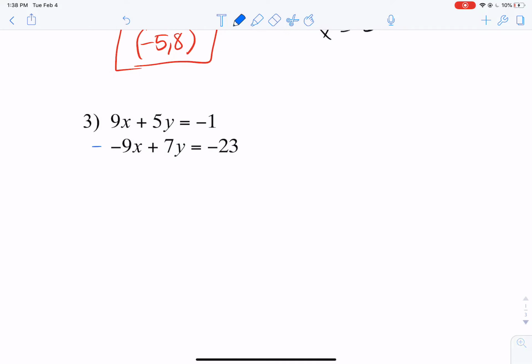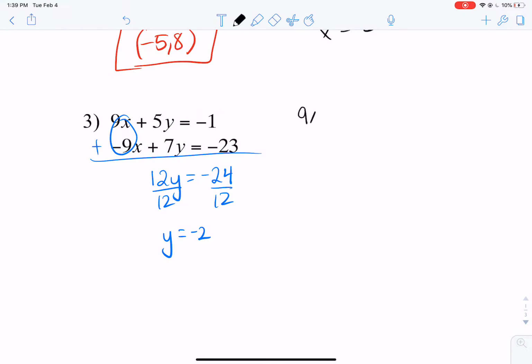For number 3, adding downwards, the x's get eliminated. 5 plus 7, that's equal to 12y. And negative 1 plus negative 23, that's equal to negative 24. You divide by 12, and the value of y is equal to negative 2.